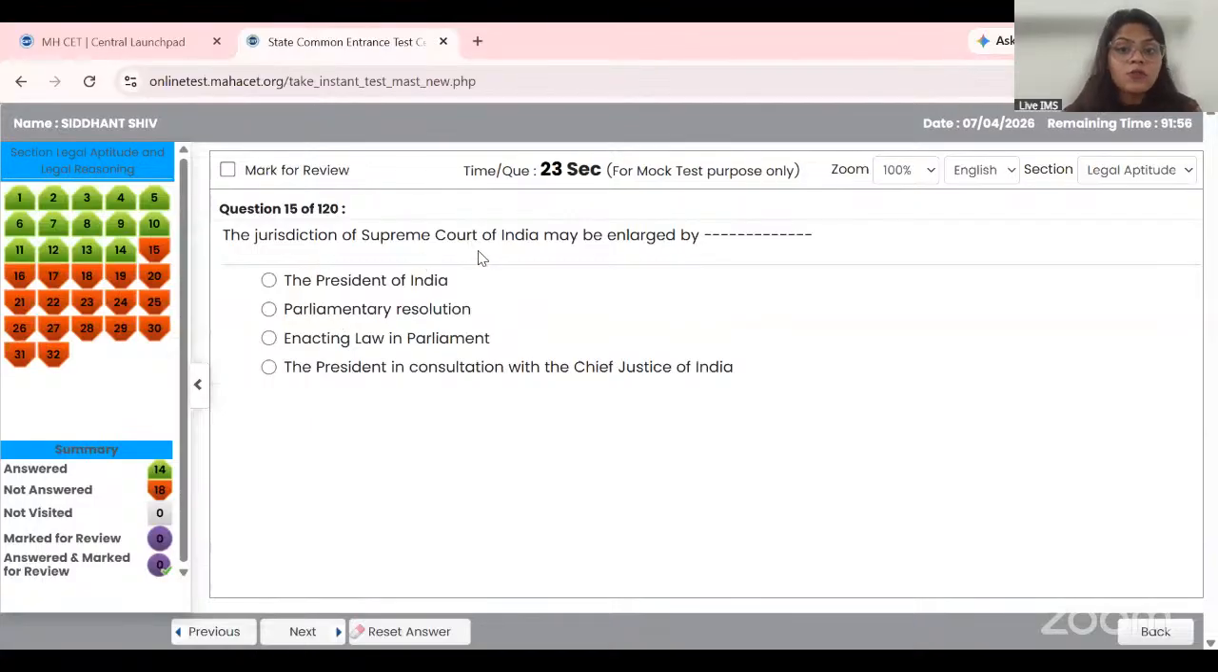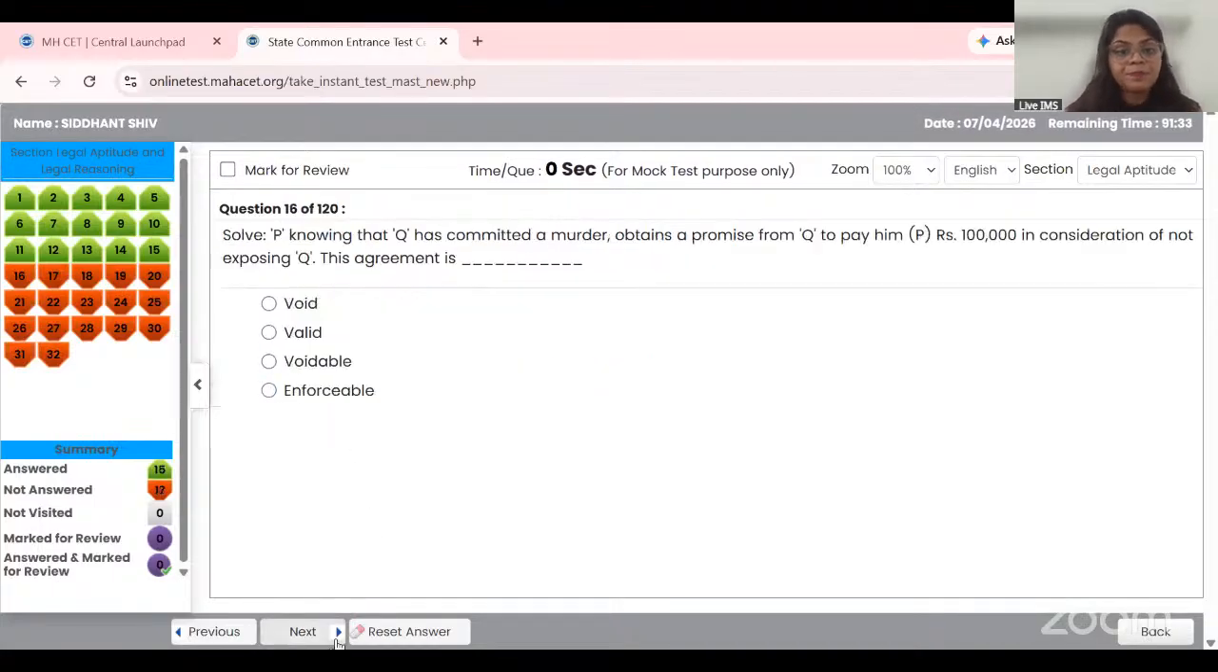Next is, the jurisdiction of the Supreme Court of India may be enlarged by. So the jurisdiction is enlarged by enacting a law in the parliament, because jurisdiction is defined in the constitution, right? There are different jurisdictions of the court. So that is already given. Different statutes mention different jurisdictions. So for that you need different laws to enlarge it, right?